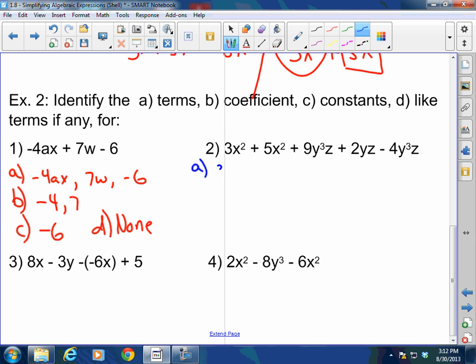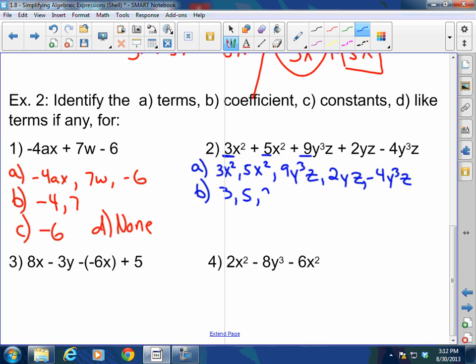Okay, number 2. Let's look at the terms here. The terms are 3x squared, 5x squared, 9y cubed z, 2yz, and a negative 4y cubed z. Those are the terms. My coefficients are 3, 5, 9, 2, and negative 4. The sign of the coefficient must appear as well. The constants: there are none this time. There are no numbers by themselves without variables.